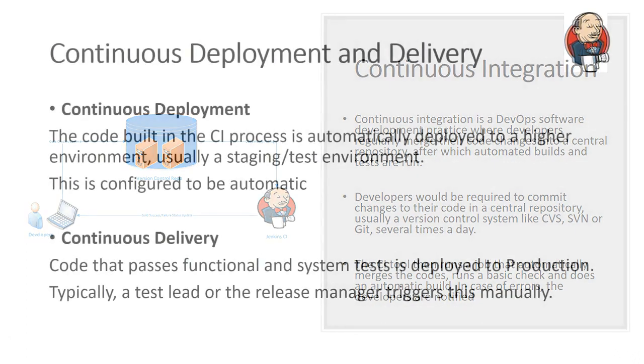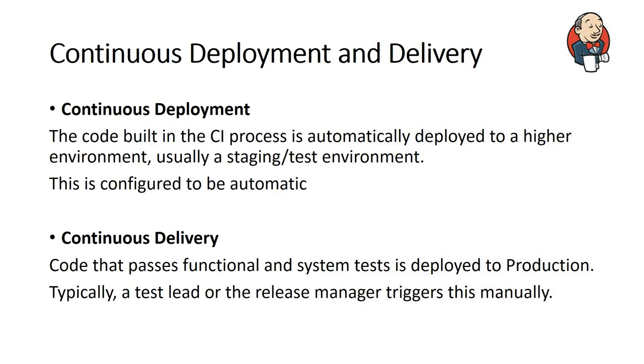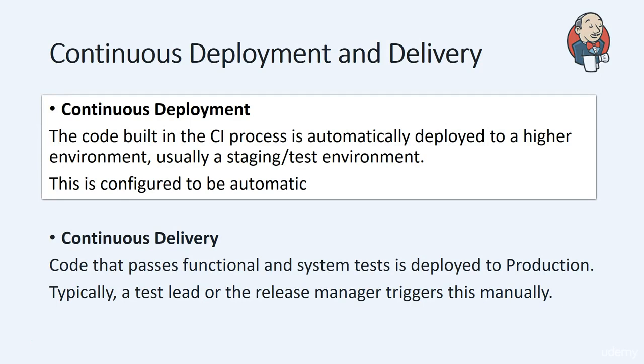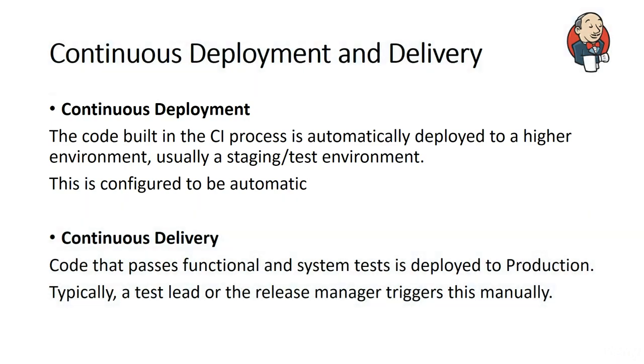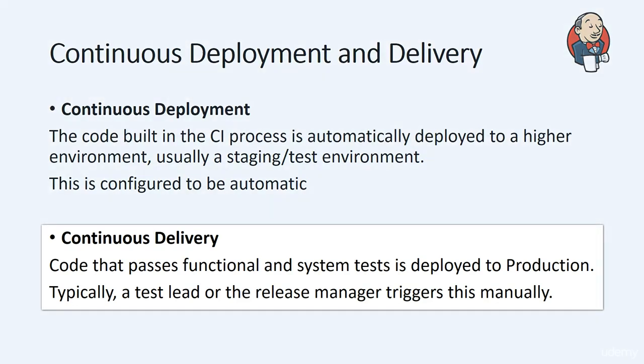Let's look at the other two terms, continuous deployment and continuous delivery. We have seen that the continuous integration step builds the code and keeps it ready for deployment. The continuous deployment step then automatically deploys the code to a higher environment, usually a test environment for QA analysis and for functional and system tests to be run. Once the QA testing has passed, the release manager or the QA lead approves the changes to be delivered to production. The continuous delivery step takes care of this.